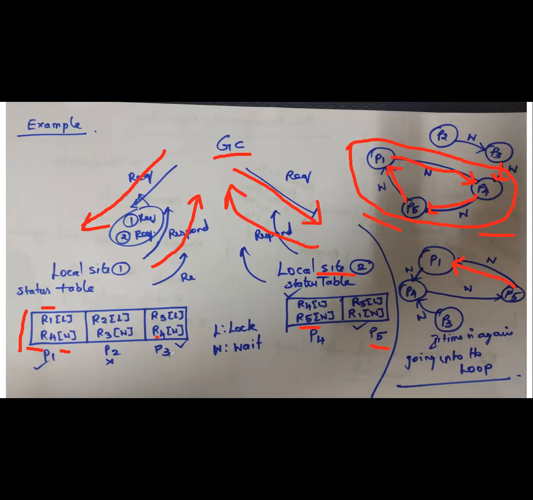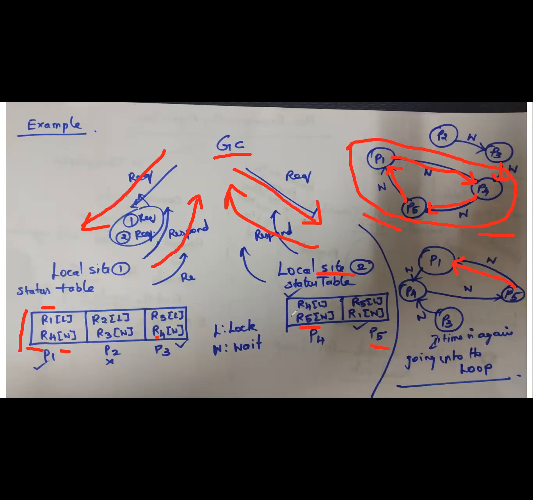Are you following what I'm saying? So P2 is waiting for R3, and P3, you can see here, is waiting for R4, and R3. There is no commonality, because you cannot see within the site. You have to go to the further side. You need not look within the site. Within the site, we don't want to do anything.